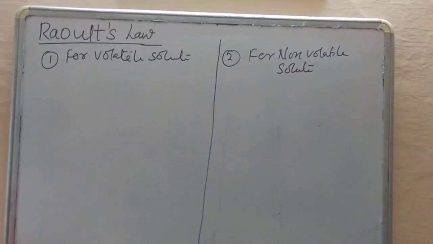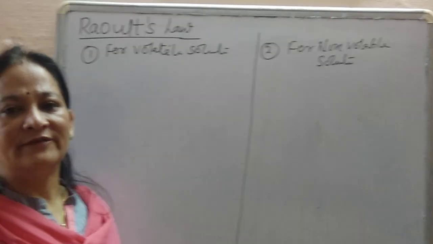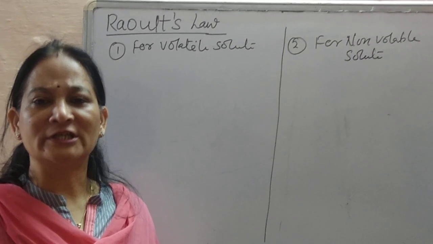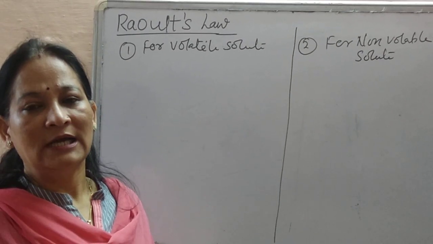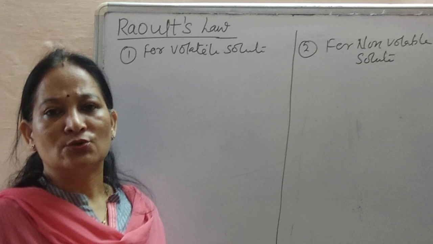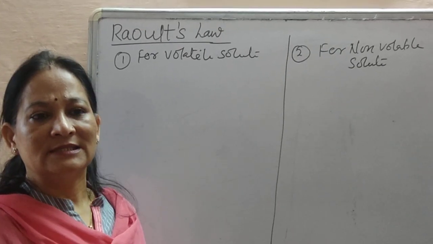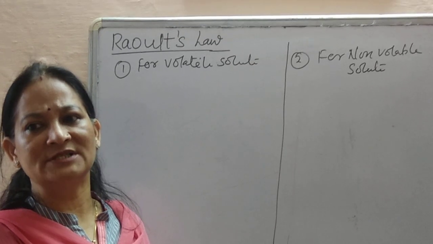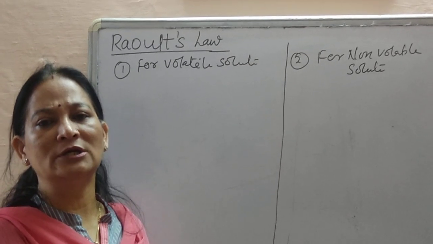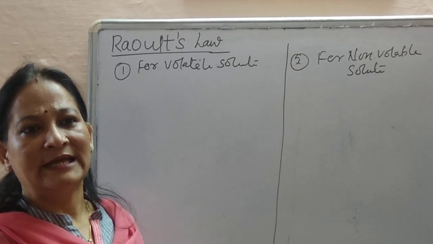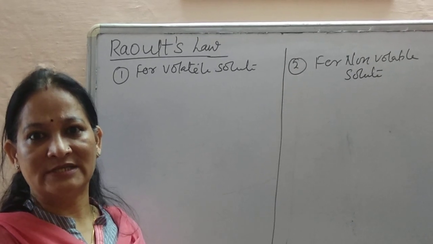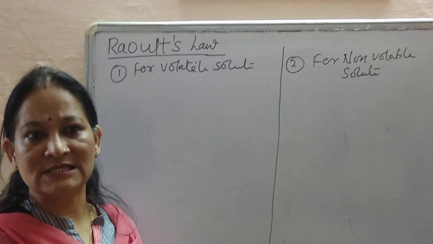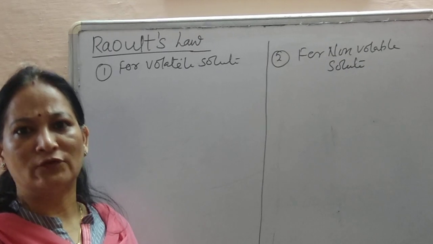Before I start explaining Raoult's law, I will first explain two important terms, that is vapor pressure and volatile substance. So what are volatile substances? The substances which form vapor at room temperature. At room temperature, if they are forming vapors, they are called volatile substances. Like in our daily life, we see Vicks. Vicks is a volatile substance. When we put Vicks in hot water, it forms vapors.